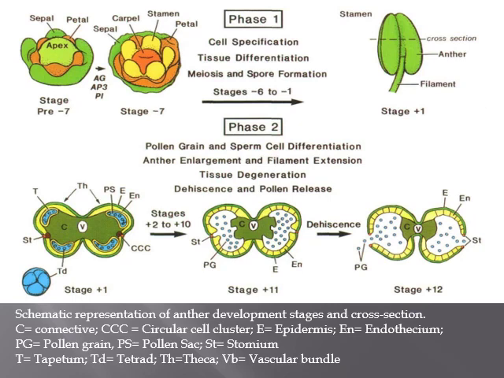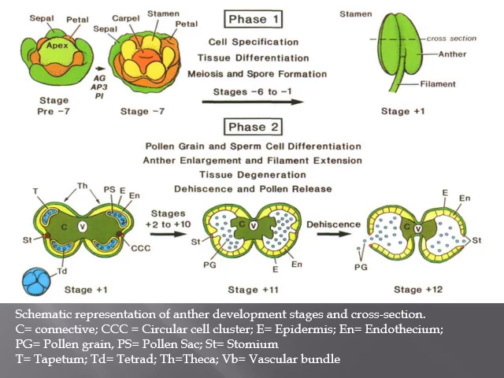So stage 1, the pre-stamen stage, where the sepals and petals are there, then sepals, petals, stamen and carpels are formed. In the second phase, at stage +1, there is a theca, tetrad, stomium, circular cell cluster, endothecium, epidermis and pollen sac. C are the connectives and V are the vascular bundles.